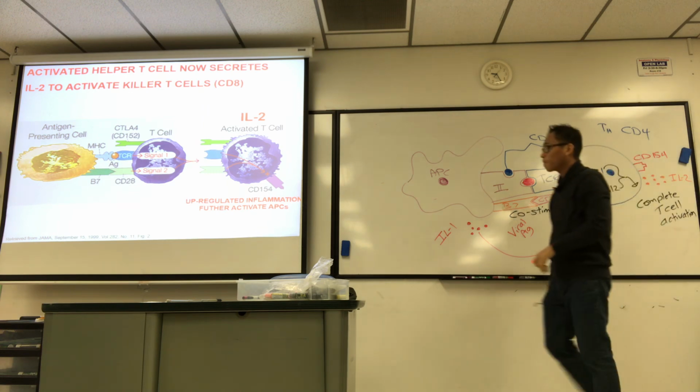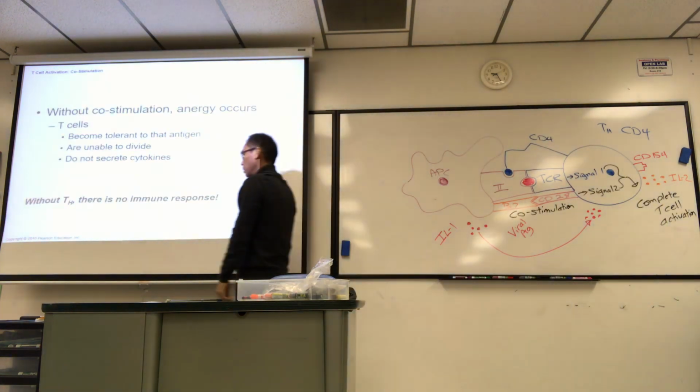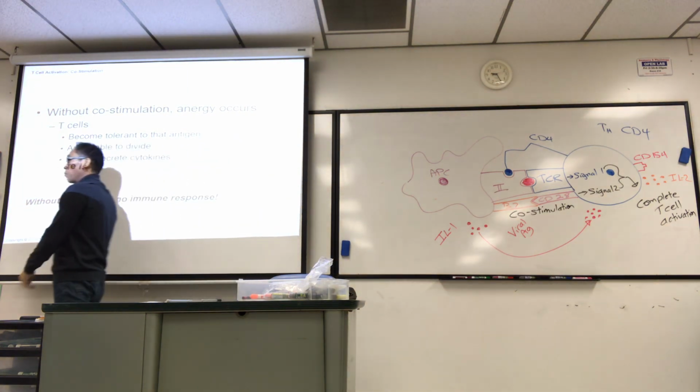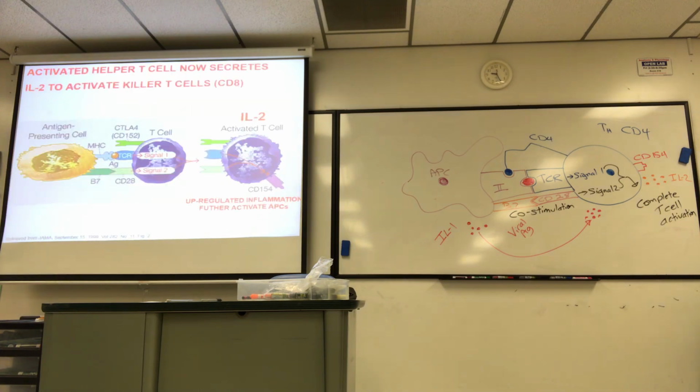Okay, so now that the T helper cell gets activated, let's look at what it does to other cells to help them. To emphasize the importance of co-stimulation: if you don't have that second signal from co-stimulation, anergy occurs, where the T cells don't do anything. So you need that co-stimulation. Before I proceed, let's review this.